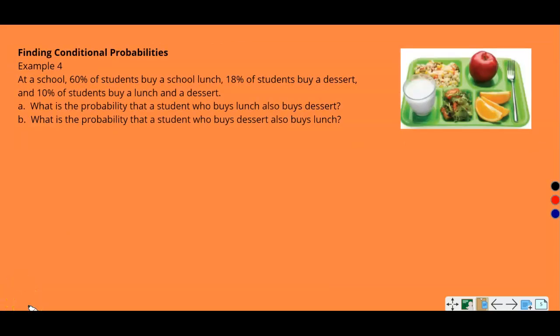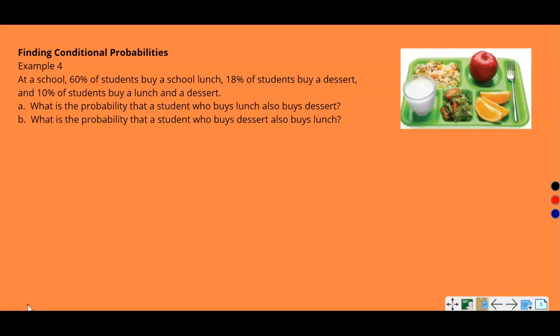Example 4, finding conditional probabilities. At a school, 60% of students buy a school lunch, 18% of students buy dessert, and 10% of students buy a lunch and a dessert. What is the probability that a student who buys lunch also buys dessert?